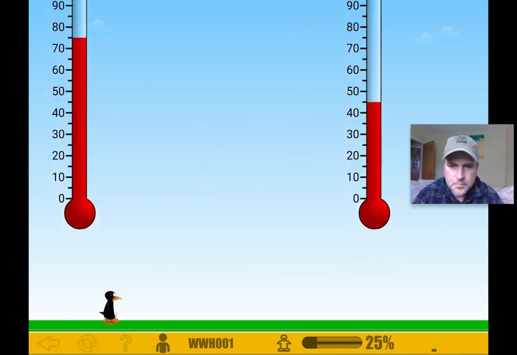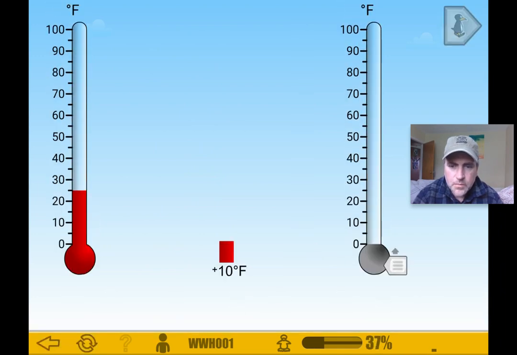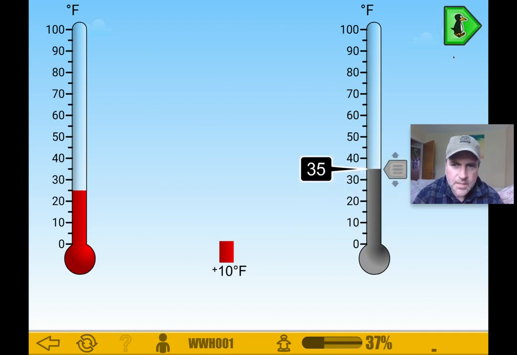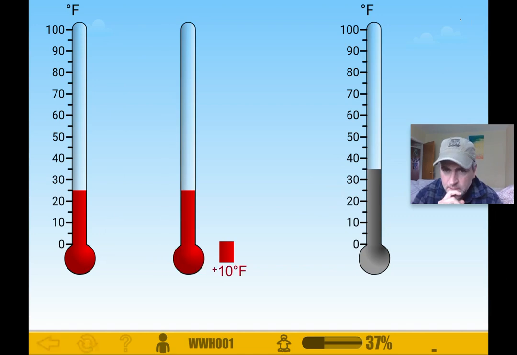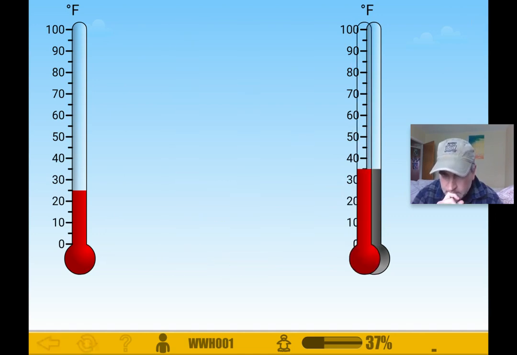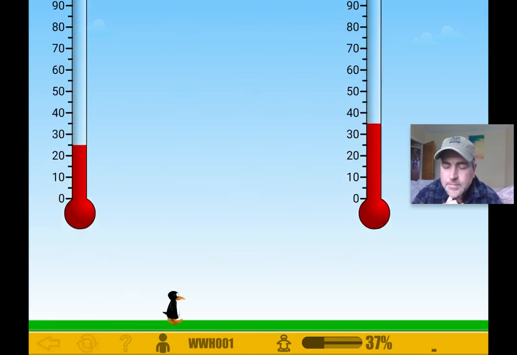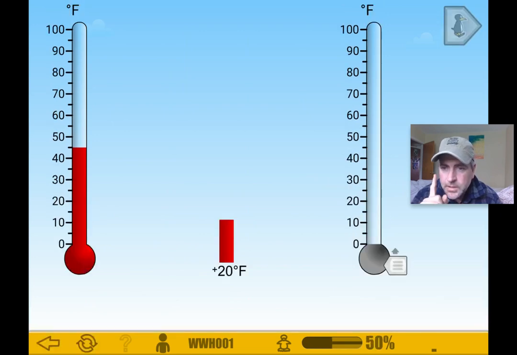There we go. 25% of the way, 37% of the way there. Okay. 10 degrees. Again, the scale is 5, 10, 15, 20, 25. That's what we have on the left. The increase of 10 degrees from 25 degrees to 35 degrees. It seems right. There it goes. Plus 10. We're increasing, going up on the number line. Okay, so we are at 45 degrees.